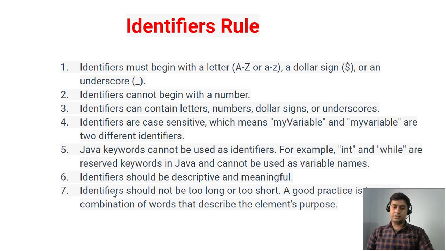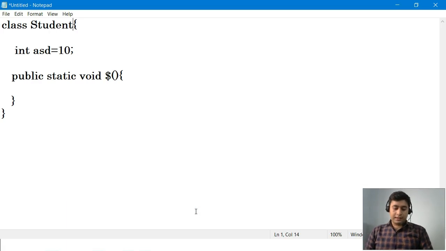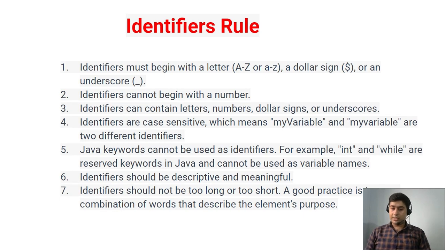Identifiers should not be too long or too short. A good practice is for an identifier to be a combination of words that describe the element's purpose. So basically, when we write an identifier, meaning a method, variable or class, we give it a meaningful name which you can easily see and understand. That is why we write identifiers this way. Let's go to the next slide. These are the rules you have to remember, then only you can write identifiers, which are class names, variable names and method names.